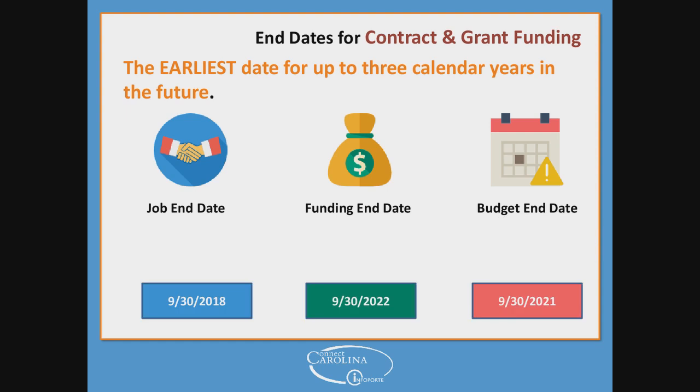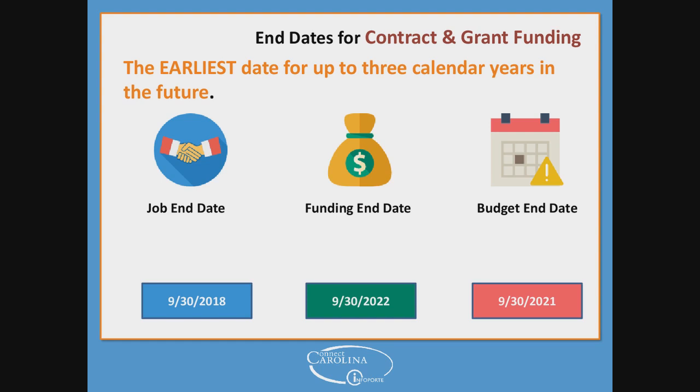Looking at another example, our employee has a job end date of September 30th, 2018. The funding end date is all the way out in September 30th of 2022, and the budget end date is September 30th of 2021.